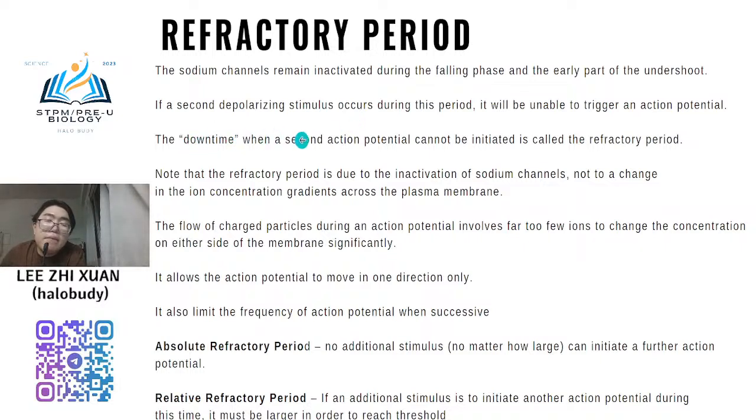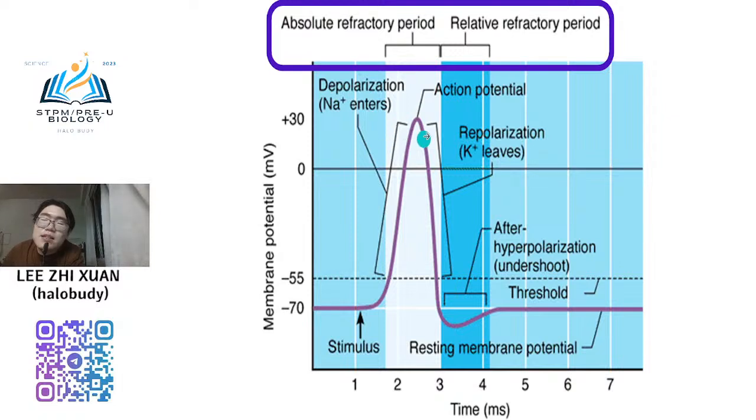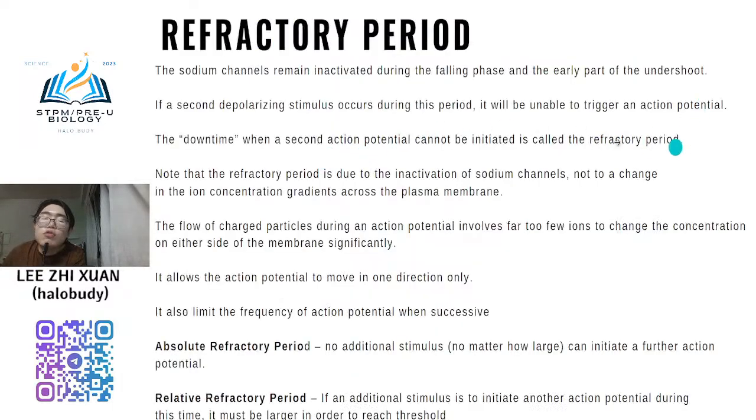So the downtime when a second action potential cannot be initiated is called the refractory period. This period is the safety zone to prevent the stimulus from being triggered too frequently. Imagine that during repolarization the potential starts to decrease and then there is a stimulus again, meaning the membrane potential would start to increase again and trigger another potential higher than this. Cannot. No. So you need to inhibit this.